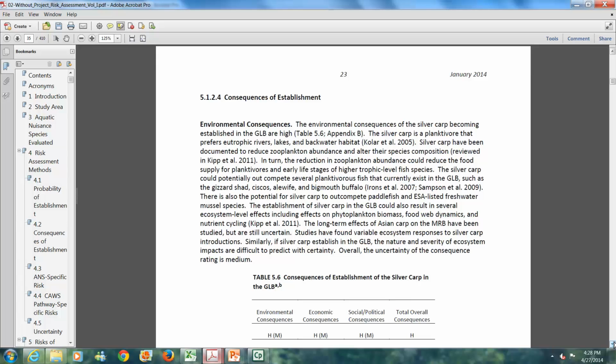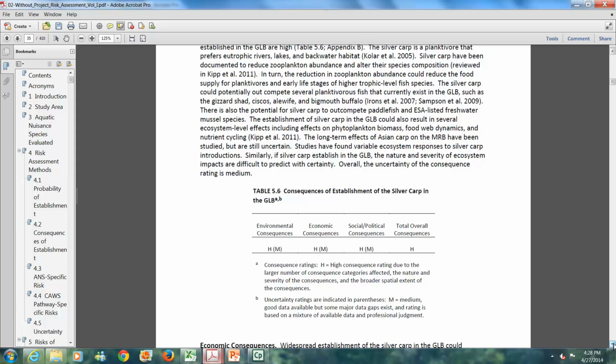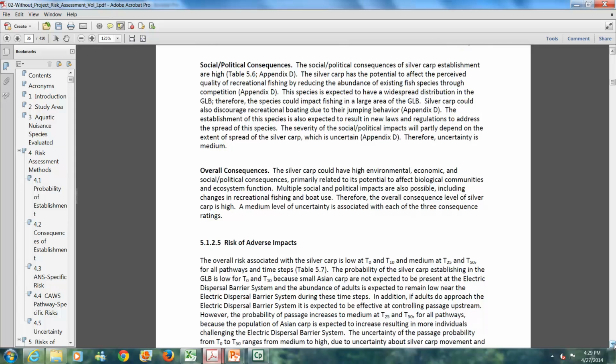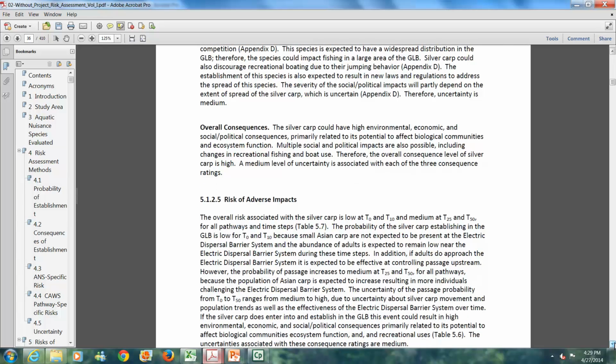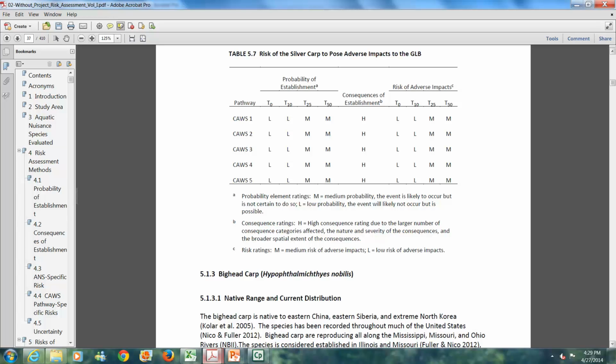These are consequences of establishment. You have environmental consequences, and you can see they are also rated based on the narrative data that you have there. So the consequences for the environment are high, the economics are high, and social political are high. So the total overall consequence would be high. This is a summary of the data, the evidence, and then we get to the risk of adverse impacts.